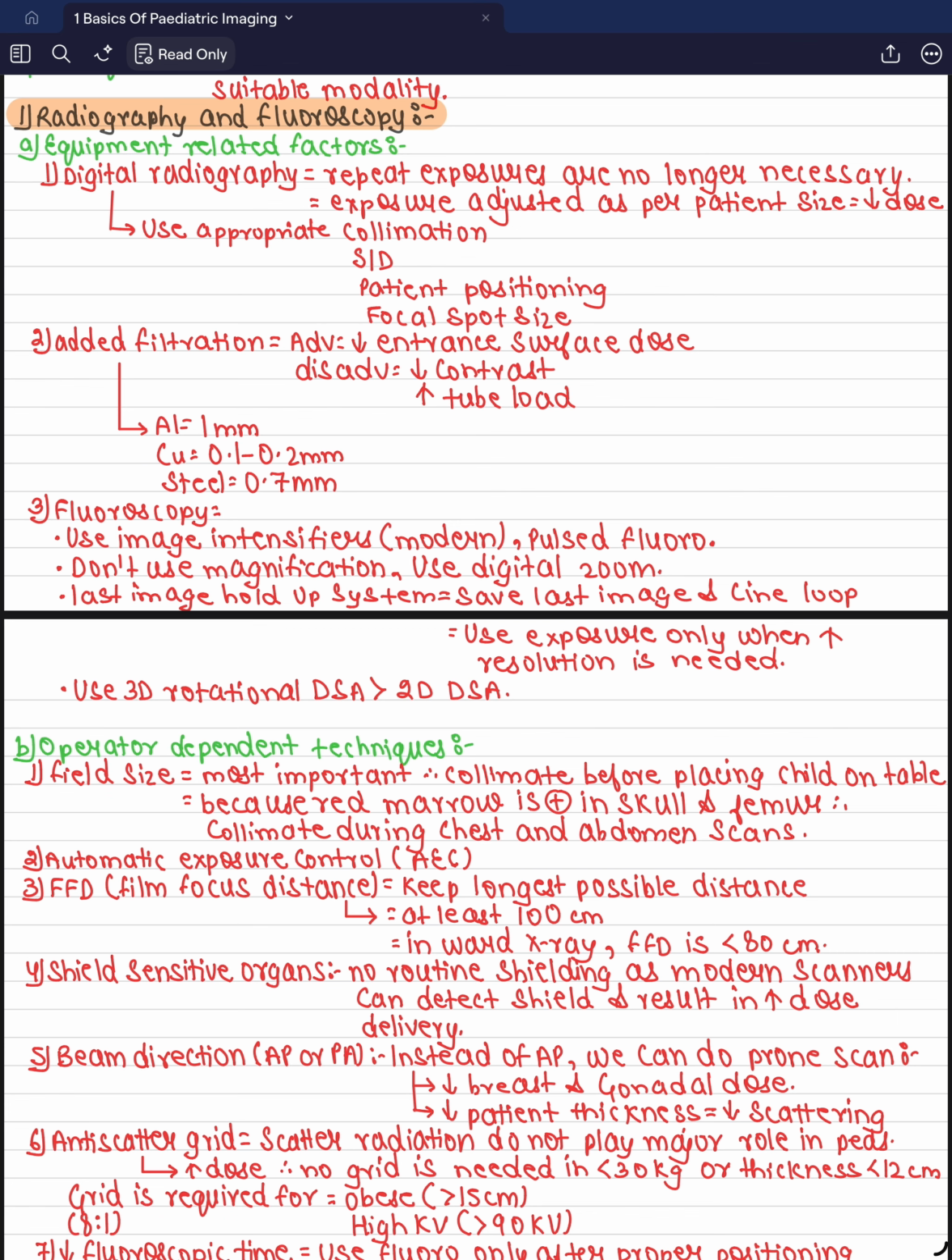This means that you save the last image of fluoroscopy and the cine loop. You don't give exposure. You expose the patient only when increased resolution is needed. When you need a very sharp image, only then you expose the patient. Otherwise, just save the last image and cine loop. Similarly, it has been seen that 3D rotational DSA reduces the dose more as compared to 2D DSA. So these are the equipment related factors. First was digital radiography, second was added filtration, and third was fluoroscopy.